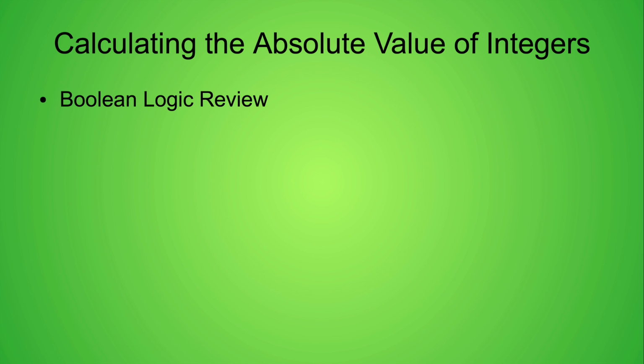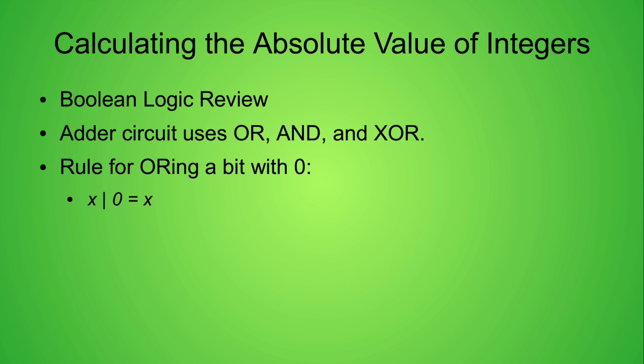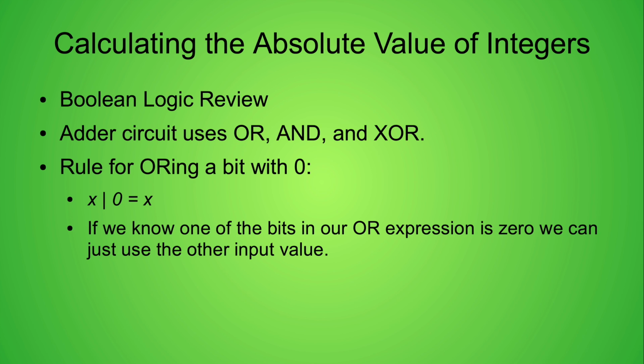Before diving into the changes which I'm going to make in the adder module, I need to take a moment to review some basic Boolean logic. The adder uses 3 different Boolean operators: OR, AND, and exclusive OR. When we OR together 2 bits, if one of the bits is always 0, we know the following is true. That is, when one of the input bits is 0, we no longer need to perform the OR operation. We can just use the other input bit value as our result.